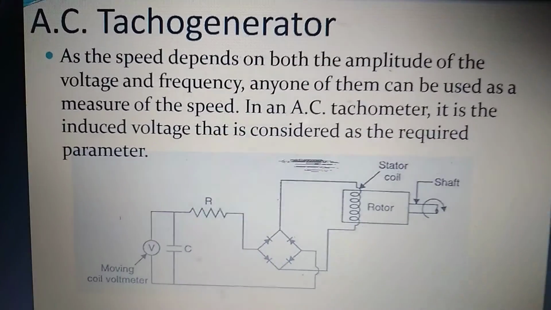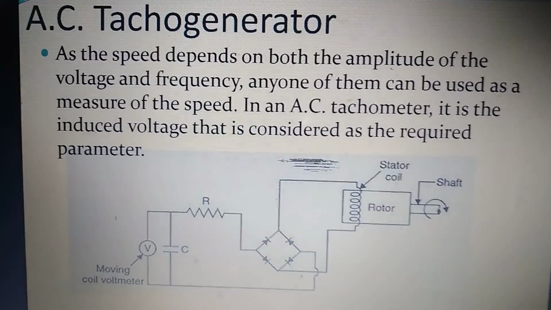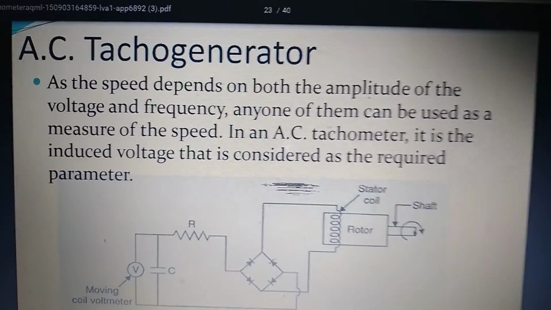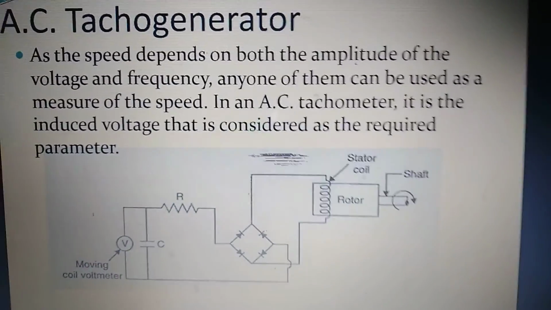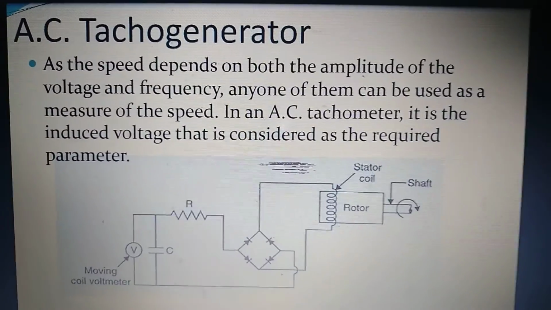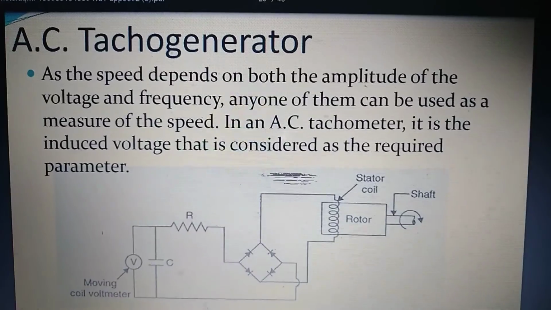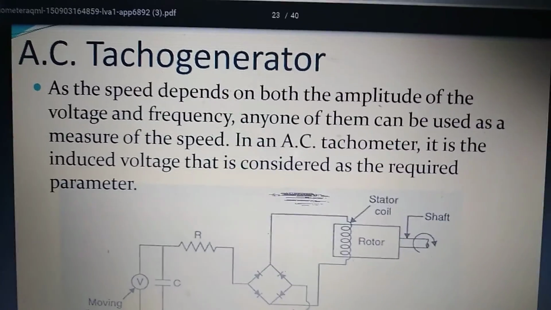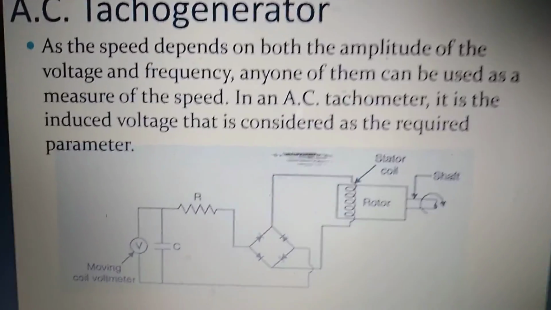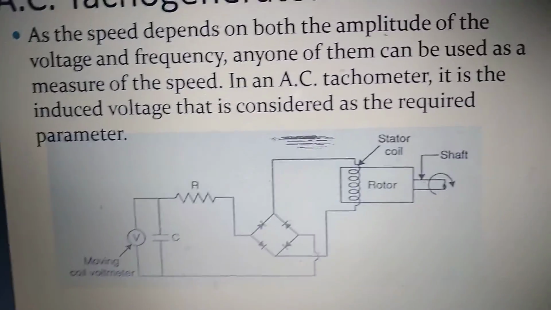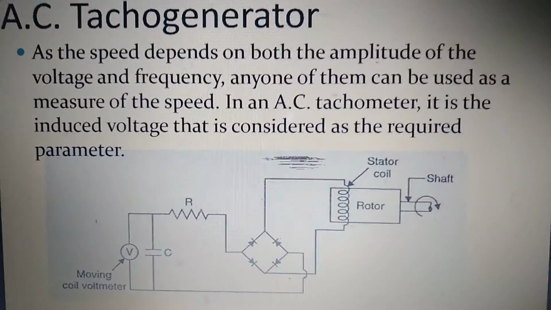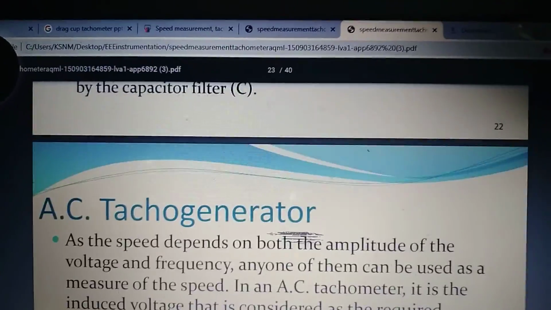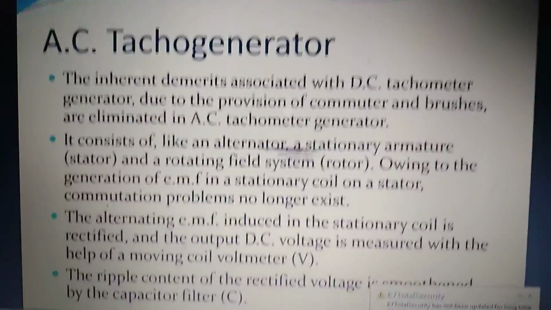So here the input is rotational speed to be measured in RPM, revolutions per minute. The output voltage: in the circuit we are using a rectifier, so it gives a DC voltage. The voltage is directly proportional to the input shaft rotational speed. Okay, so this is the circuit arrangement of the AC tachometer. So let's compare it with the DC tachometers.